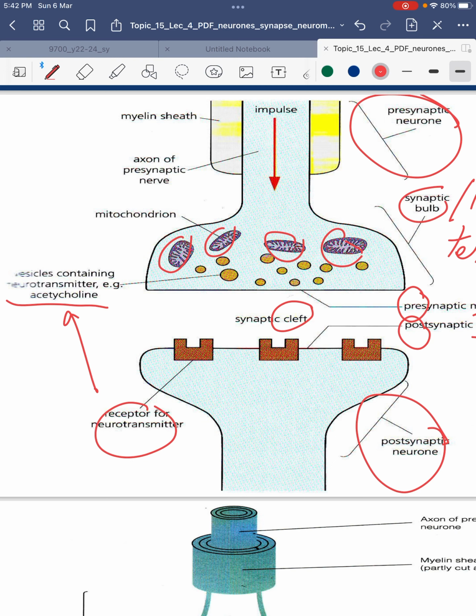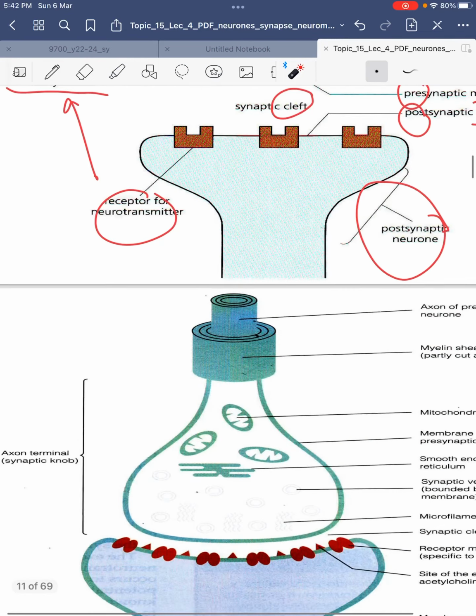Now, you see there are lots of mitochondria here. So immediately a lot of students think that this may be associated with active transport. But this is not the case. You will learn later on that the many mitochondria here in the synaptic knob are not for active transport. It's for something else, and we will look at that later on.